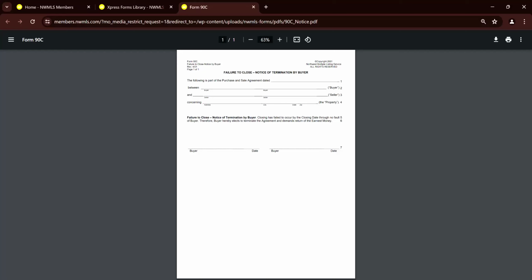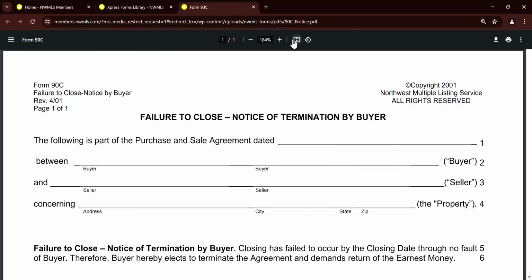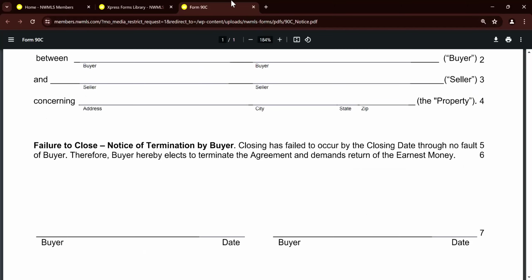So it's not always the buyers, right? We hear a lot of times, oh, it's the buyer's fault, mostly the buyer's fault. But nope, there can be times when the seller's difficult too and things happen. So the 90C would be used for that type of situation. There's just failure to close.